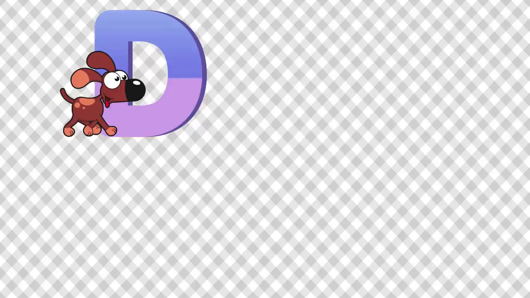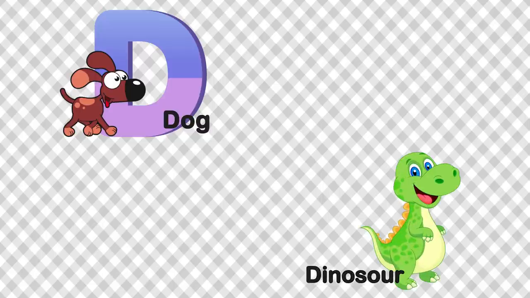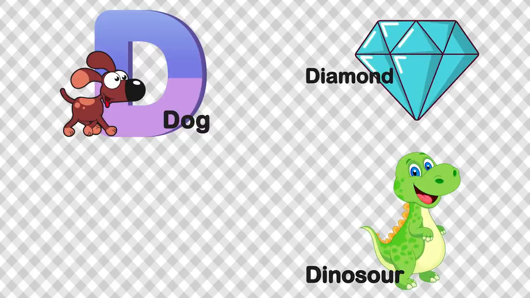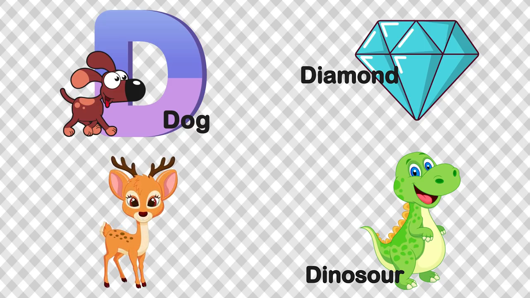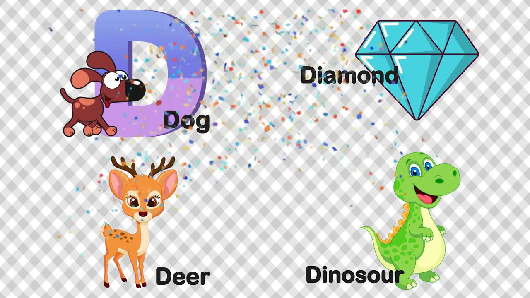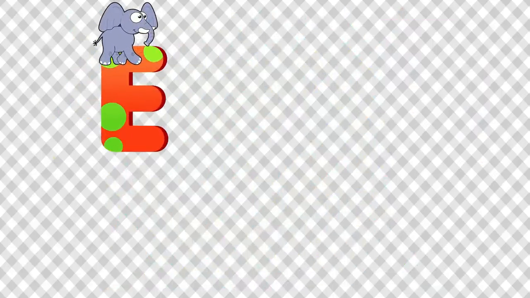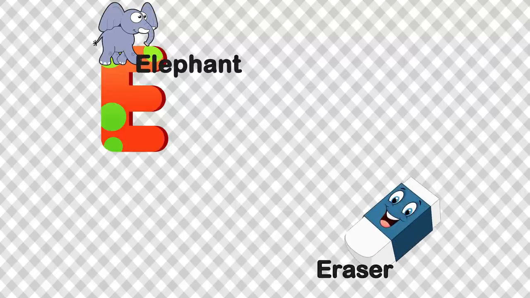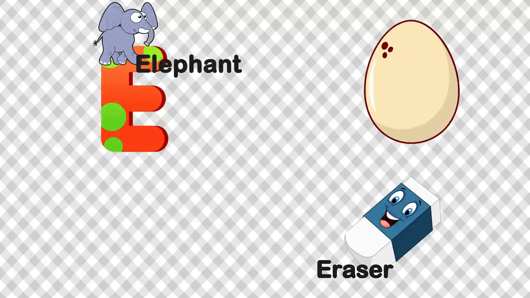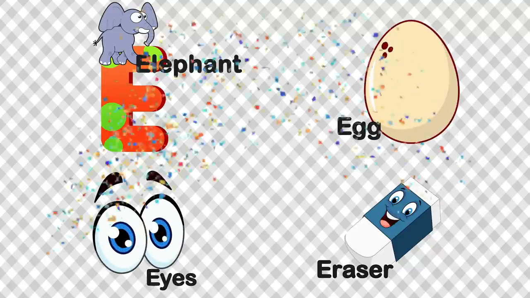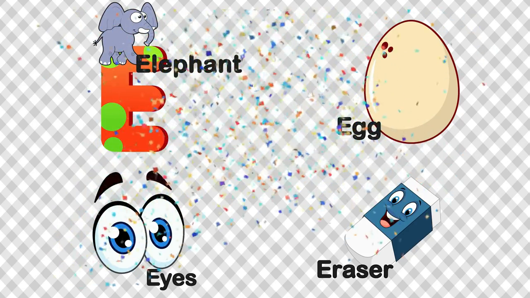Sound of duck, dog, dinosaur, diamond, deer. E. The sound of E is eh. Elephant, eraser, eggs. Yay!